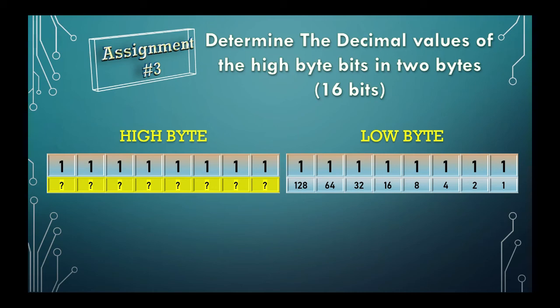So this shouldn't be very complicated for us. It's no more difficult than converting the bit values within a single byte. We're just simply continuing the way we do it. All we need to do is continue doubling the decimal values of the bits as we move along to the left until we get all of our values filled in under the high byte, which is the byte on the left-hand side of this diagram.